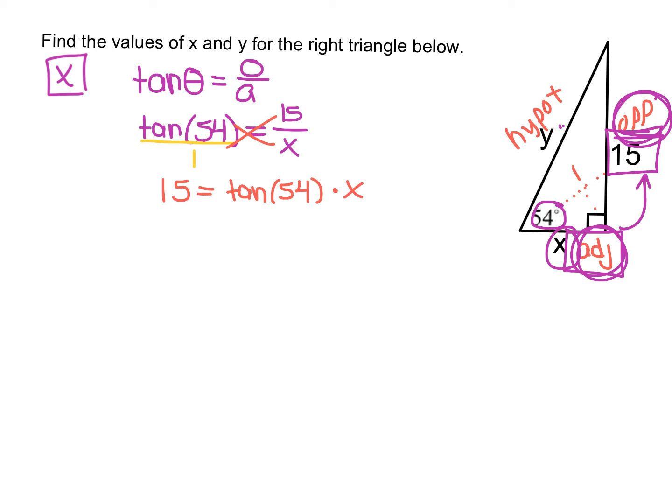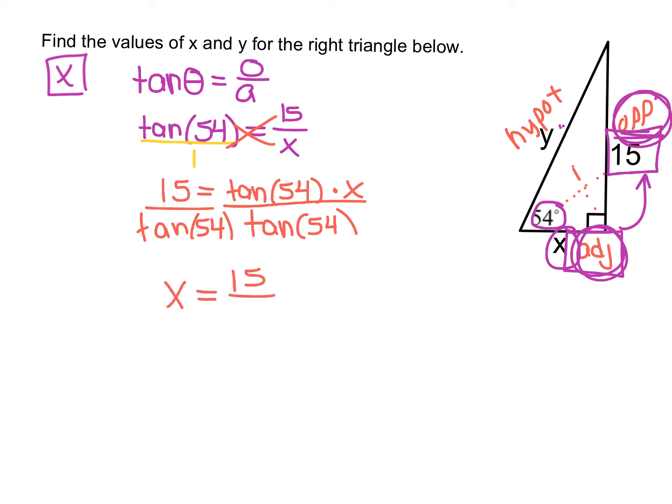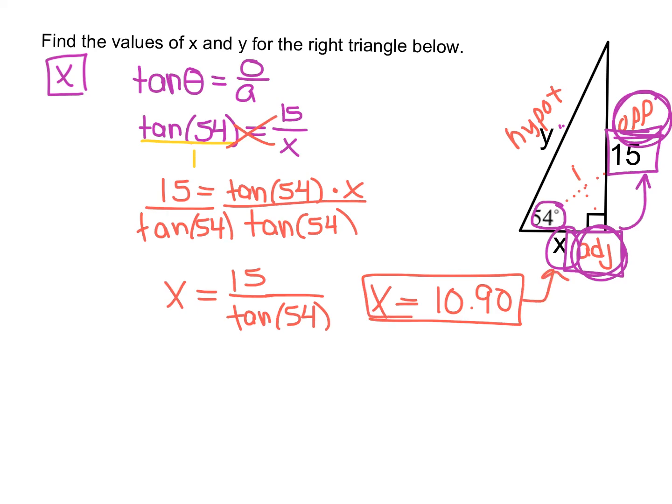And our goal is to get x completely by itself. So we need to get x alone, and we're going to do so by dividing by tangent of 54 on each side. So x is really going to equal 15 divided by whatever tangent of 54 degrees actually is. So let's take a minute and plug that into our calculator. Here we have 15 divided by tangent of 54 degrees, close parenthesis. And what I find is that x is approximately 10.90. So that's my length for x right there.